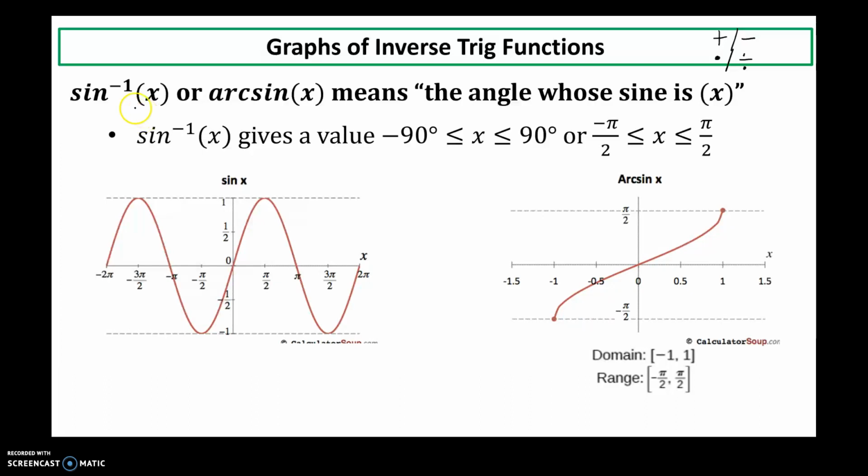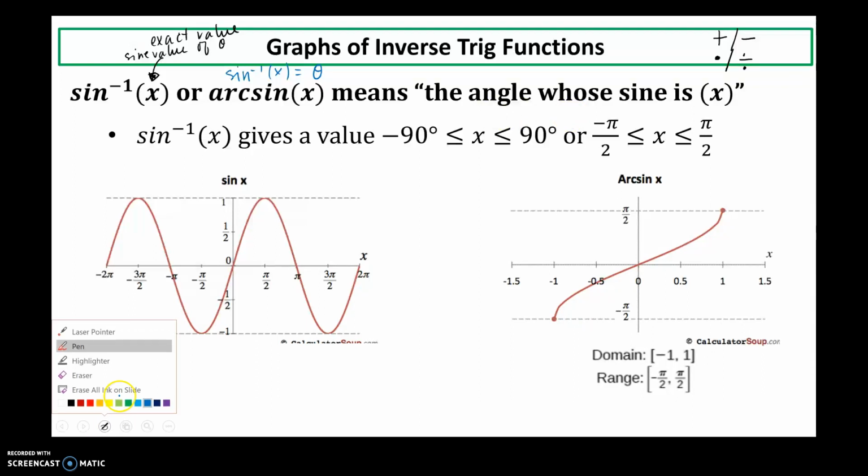So notice your notation. Inverse sine or arc sine means the angle whose sine is x. Okay, so if I'm looking at this, then x, my input, is going to be maybe my exact value from the inside of the chart, but it's the sine value of the angle measure. So then what's my output? My output then is an angle measure. So arc sine of x is going to equal my angle measure. Okay, whose angle has a sine of the given value?